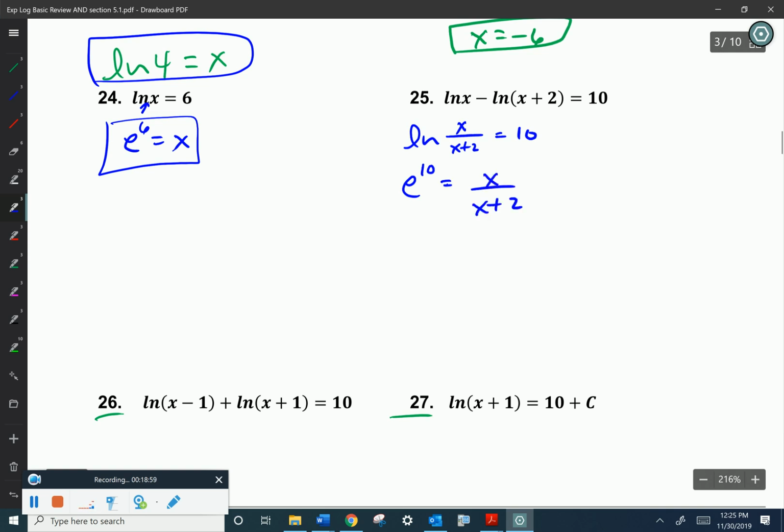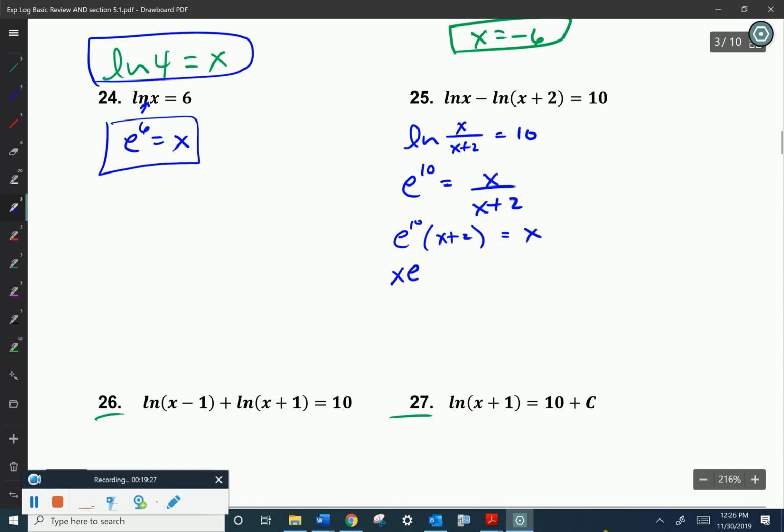And it's interesting to me because this is where I usually lose students. So far so good, but now how am I going to solve for x? Well, I've got to get this out of the denominator, right? So how about I multiply by x plus 2, so I have e to the 10th times x plus 2 equals x. And if I have multiple x terms, I'm going to get all my x terms on the same side. I just don't want them to be fractions. So I'm going to need to distribute the e to the 10th.